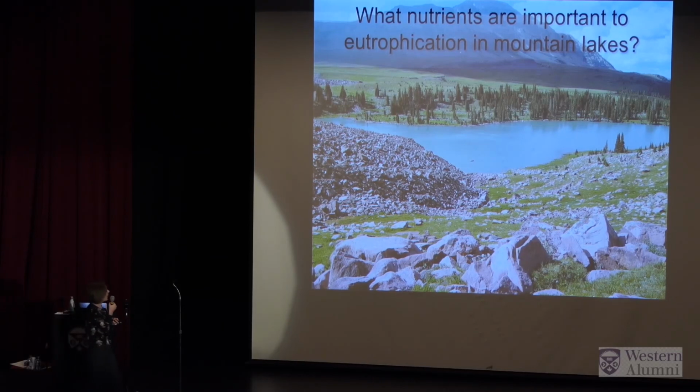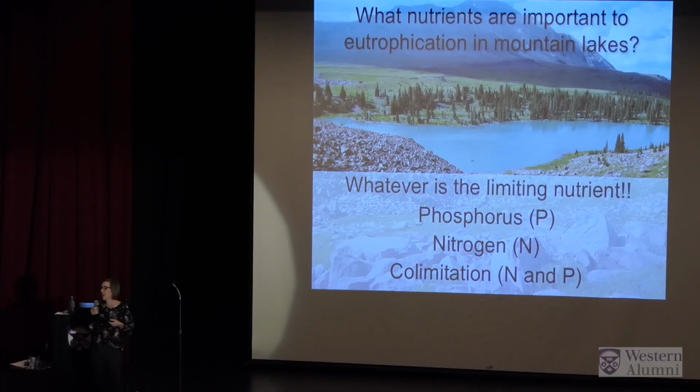So what nutrients are important to eutrophication in mountain lakes? I mentioned 2 nutrients before. Does anyone remember what they were? Yes. Okay, so it sounds like an easy question, but it's actually kind of complicated in mountain lakes because around here we're mostly worried about phosphorus.